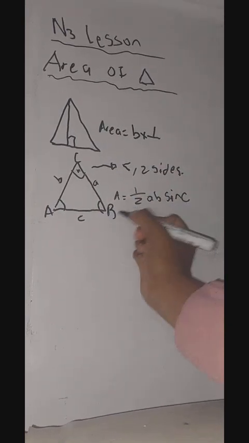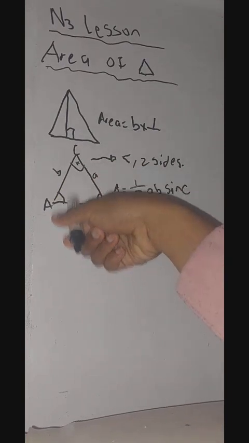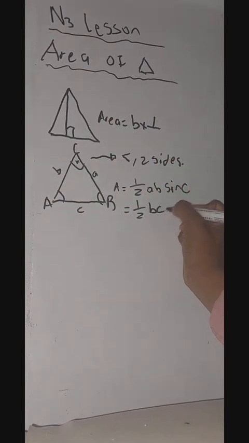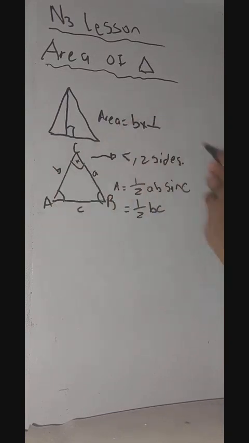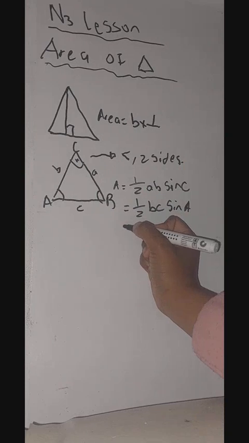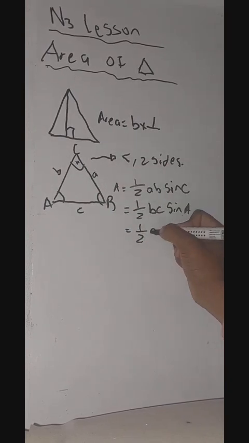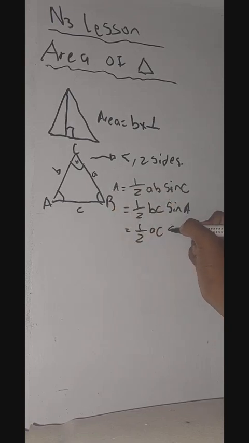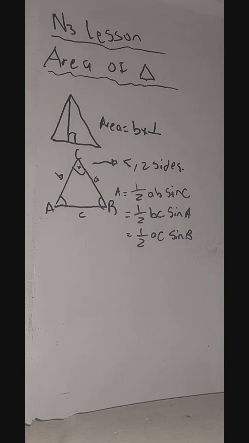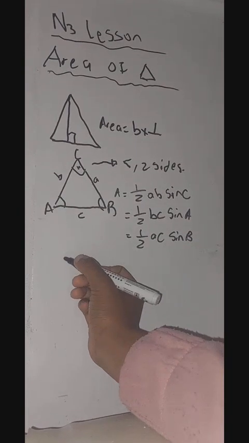And let's continue working on the other ones. Half BC, and we have A in the middle. And the last one, half AC, and we have B in the middle. Side B.